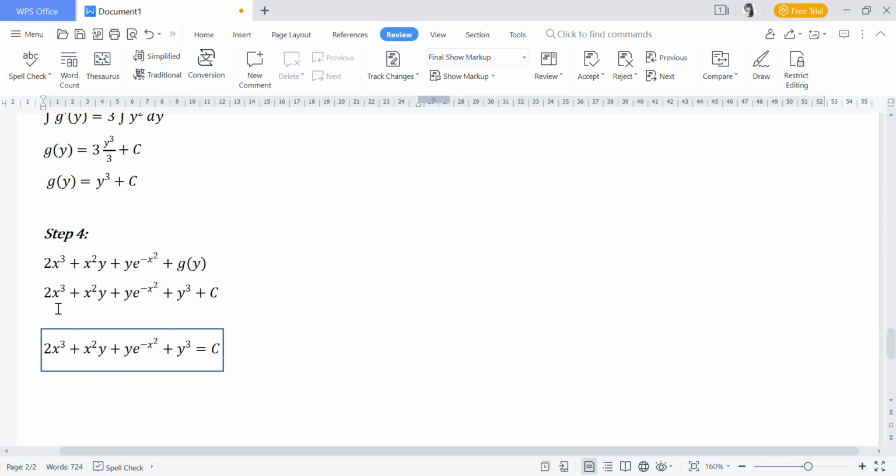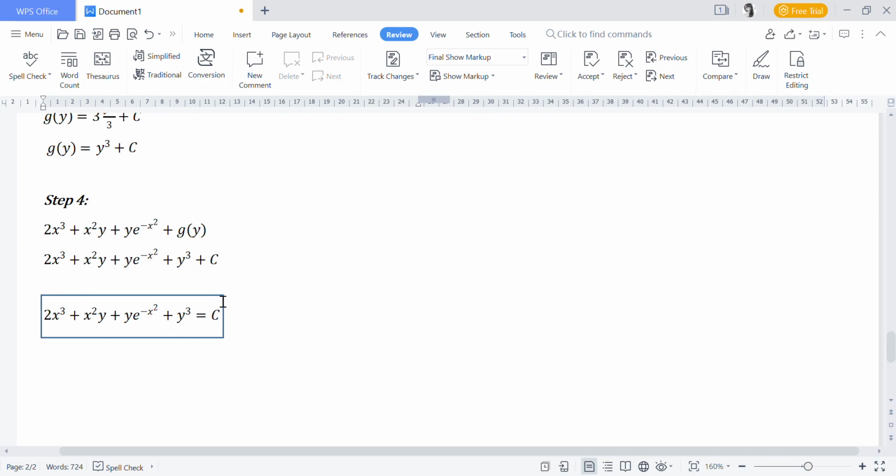So we have now 2x cubed plus x squared y plus y e raised to negative x squared plus y cubed plus c. But since in an exact DE we have the function f is equal to c, we will equate this equation to c. So we will now have 2x cubed plus x squared y plus y e raised to negative x squared plus y cubed is equal to c. So there you have it, guys. That's the final answer for our second example.